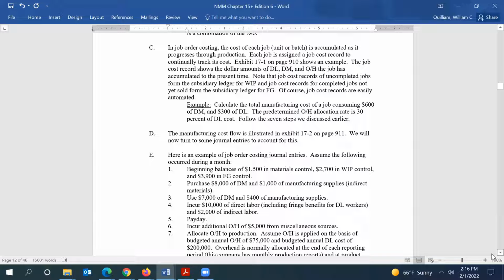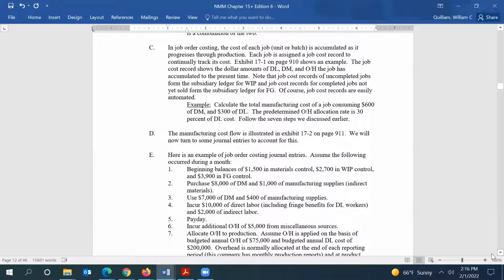And of course, job cost records are easily automated. A spreadsheet will do just fine. And there are programs that we can get, manufacturing cost accounting programs, so that we can already have job cost records set up for us. If not, we could use an Excel spreadsheet. So here's an example. I'll show you how easy it is.